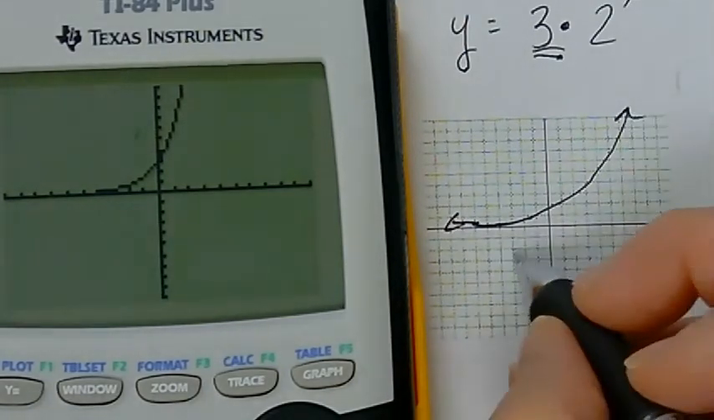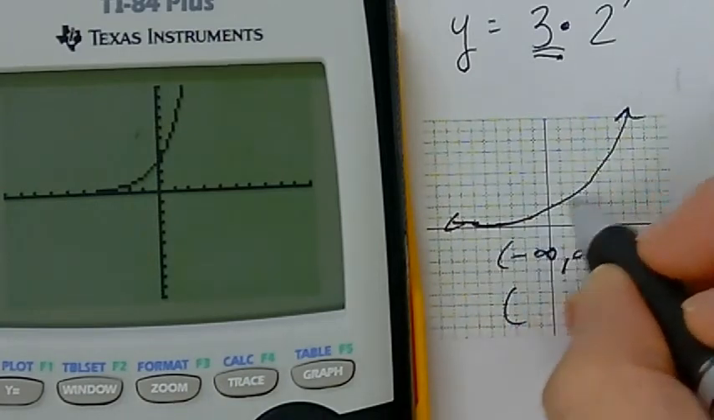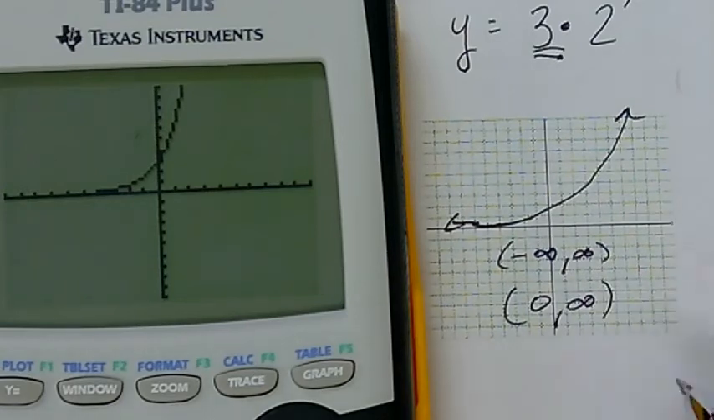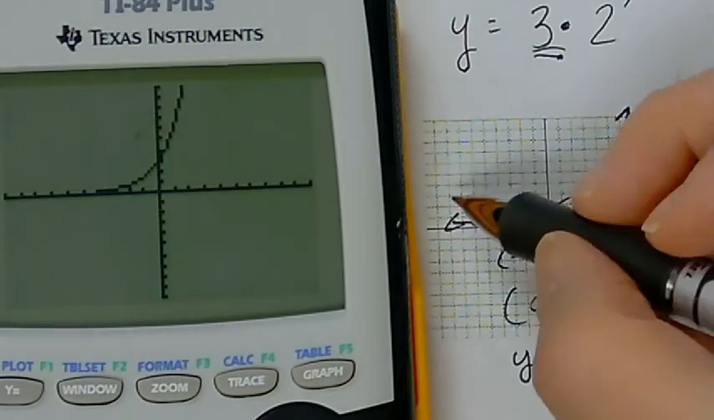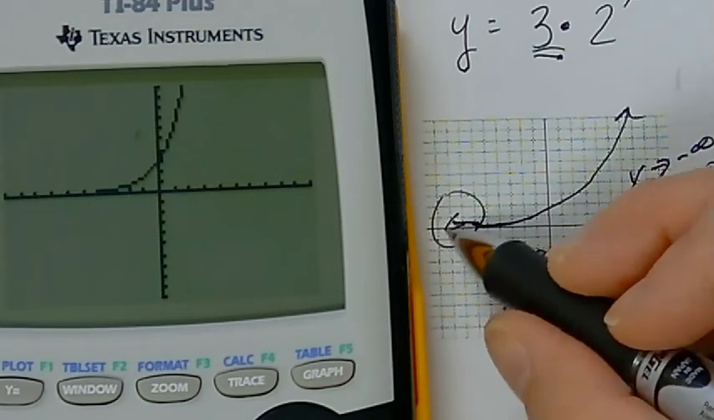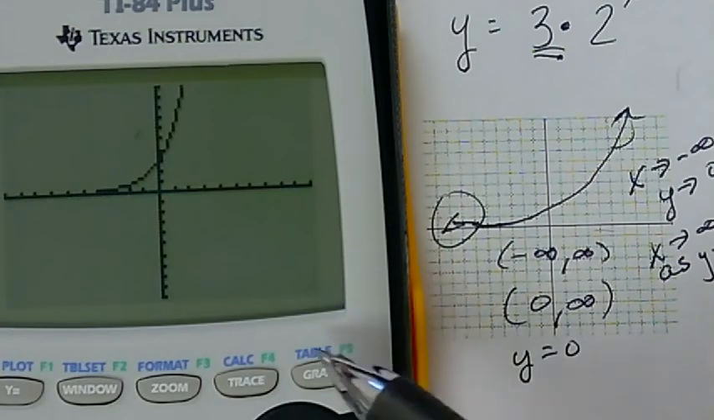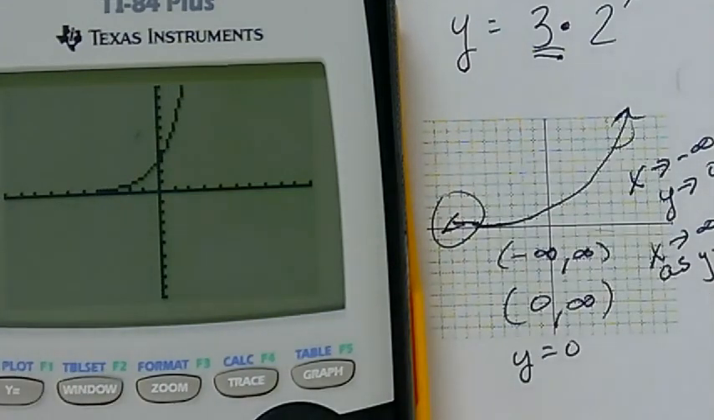So the domain, again, is negative infinity to infinity. The range goes from 0 to infinity. The asymptote is right here at y equals 0. The ends, this end, x approaches negative infinity as y approaches 0. See how it's getting closer and closer to 0? This end, x approaches infinity as y approaches infinity. So this one, just putting the 3 here, actually stretched our graph.